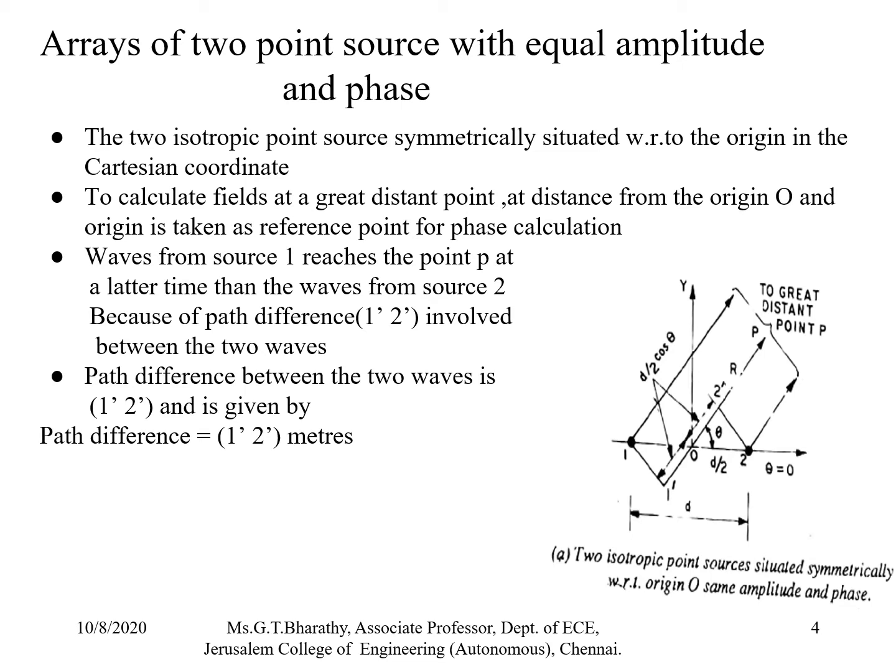And if we want to measure the field at a distant point P, we can say that the signal from source 2 will reach the point P earlier when compared to the signal from the source 1 because of the path difference. In the diagram we can see that the path difference is represented by 1 dash 2 dash, where the distance O1 dash is d by 2 cos theta and O2 dash is d by 2 cos theta.